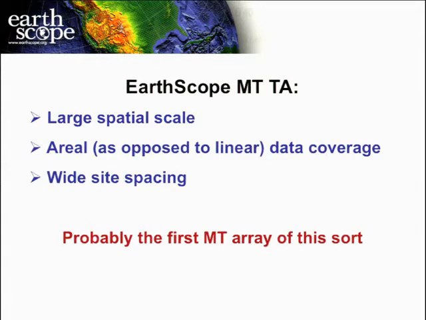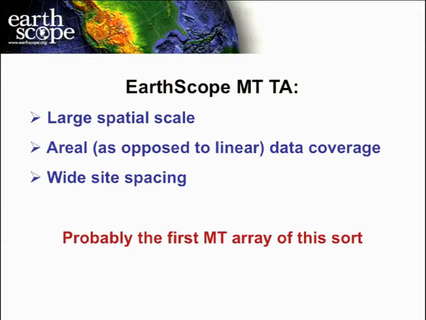So one of the points that I want to make with regard to this session is that the EarthScope MT array has a really large spatial scale, covering continental or substantial parts of the continent in each of the footprints. It's an areal as opposed to a linear data coverage. And those two facts necessitate a very wide site spacing compared to what was done previously with magnetotellurics. And I would say that it's probably the first MT array of this sort.